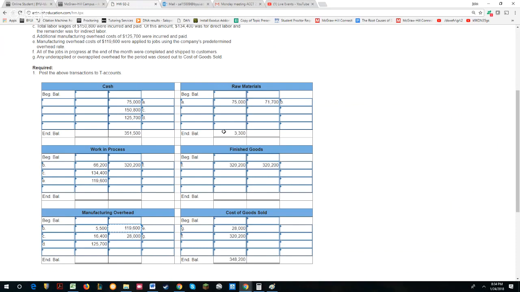All right, so then F. So I think this is right on this one. All the jobs in progress at the end of the month were completed and shipped to the customer. So you would just go from work in process total and put that into debit of finished jobs. So I credited the total of these, 320,200, and then debited this one.